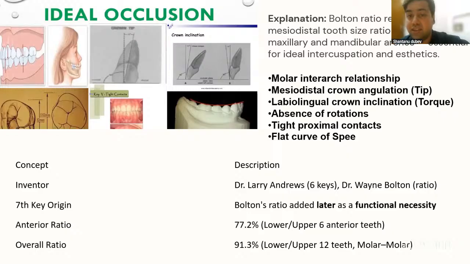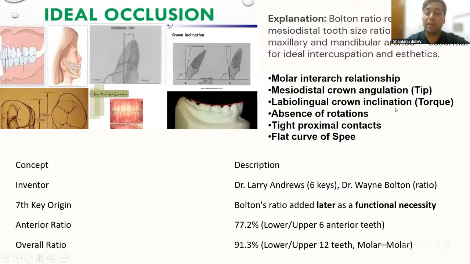That's what Andrews gave. So the first thing which we study in orthodontics, the molar relationship, he called the interarch molar relationship, which is class one. I hope you all know what class one means. Then the mesiodistal angulation, I mean the tip.